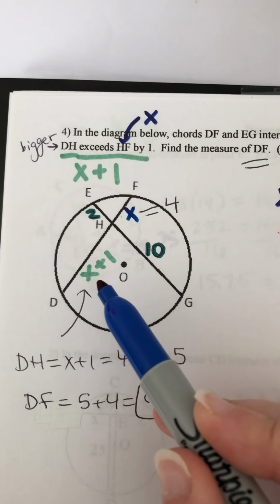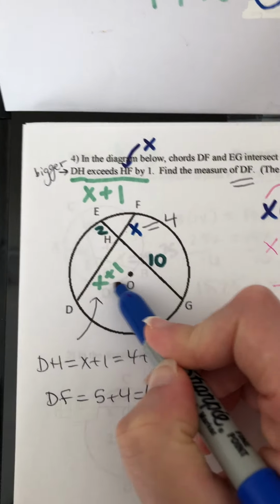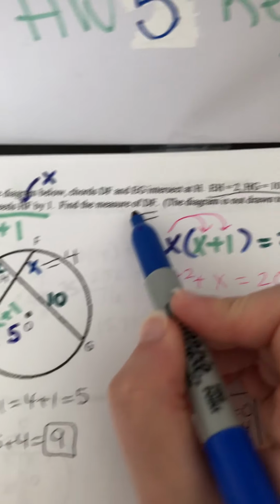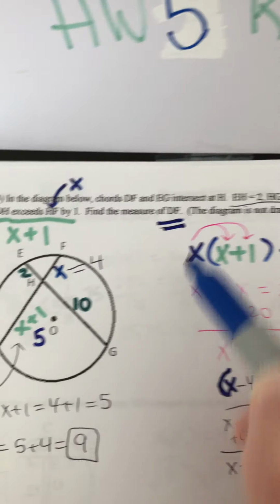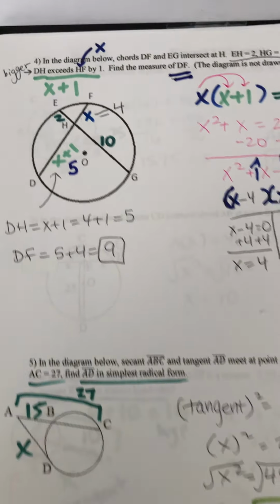And then you also need to plug back into this segment, DH. That's 4 plus 1, which is 5. Now we want the final answer to be all of DF, D all the way to F. That's 5 and 4 together, which is 9.